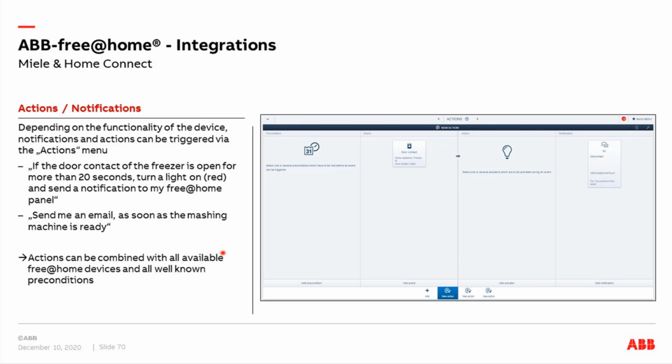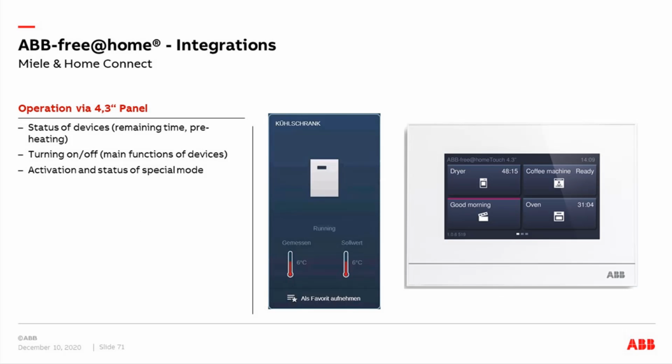Good. Now we can also add these devices to our actions, for example, to get notifications when the dryer is finished, or when the freezer door is open. Then you can activate a Philips Hue light, or you can also get notifications on your mobile phone or on one of the panels. So all the possibilities which you know from the actions and notifications are of course also available for the home appliance devices. The operation via the panels looks more or less like this.